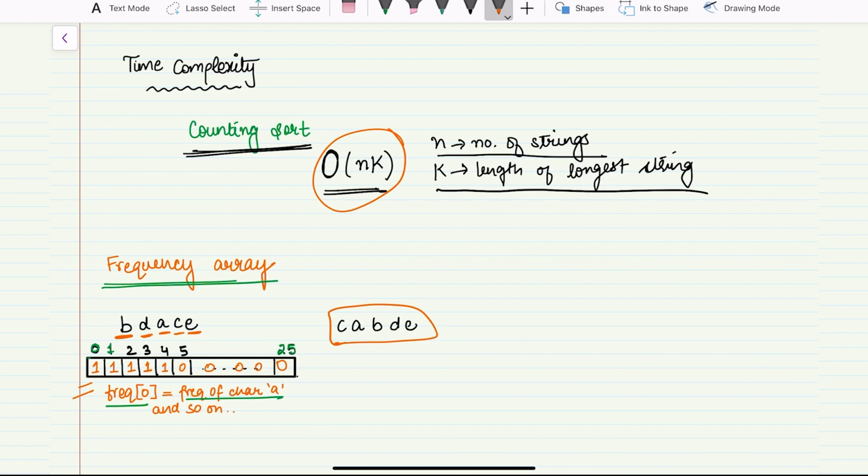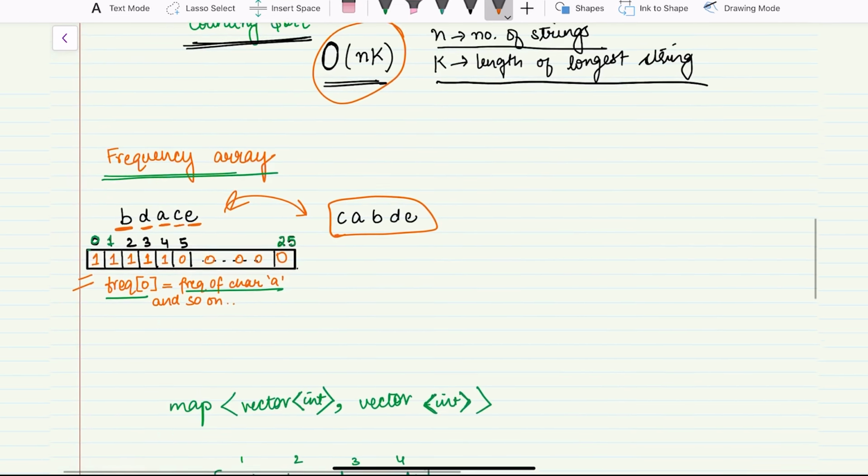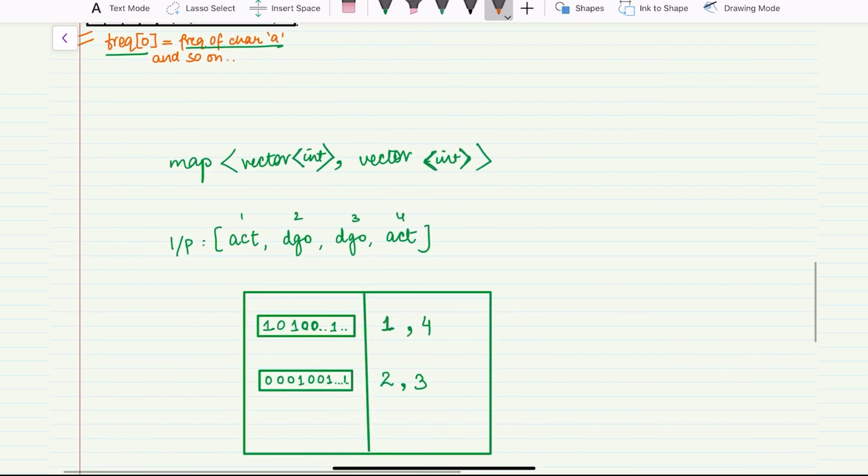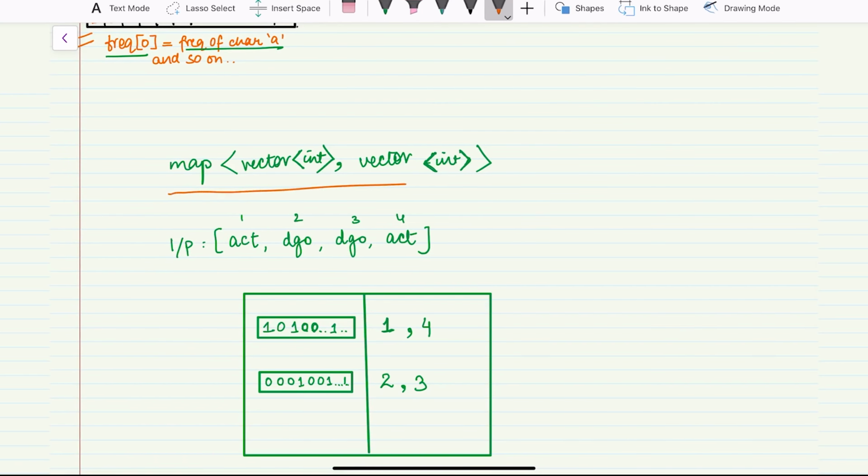And if the frequency arrays of both these strings come out to be equal, that means they are anagrams of each other. And likewise we can check this for all the strings given in the array. So for this purpose, we can basically have a map where the key, instead of a string, can be the vector of it. So here it represents the frequency array. The strings having the same frequency array will be pushed to the corresponding vector.